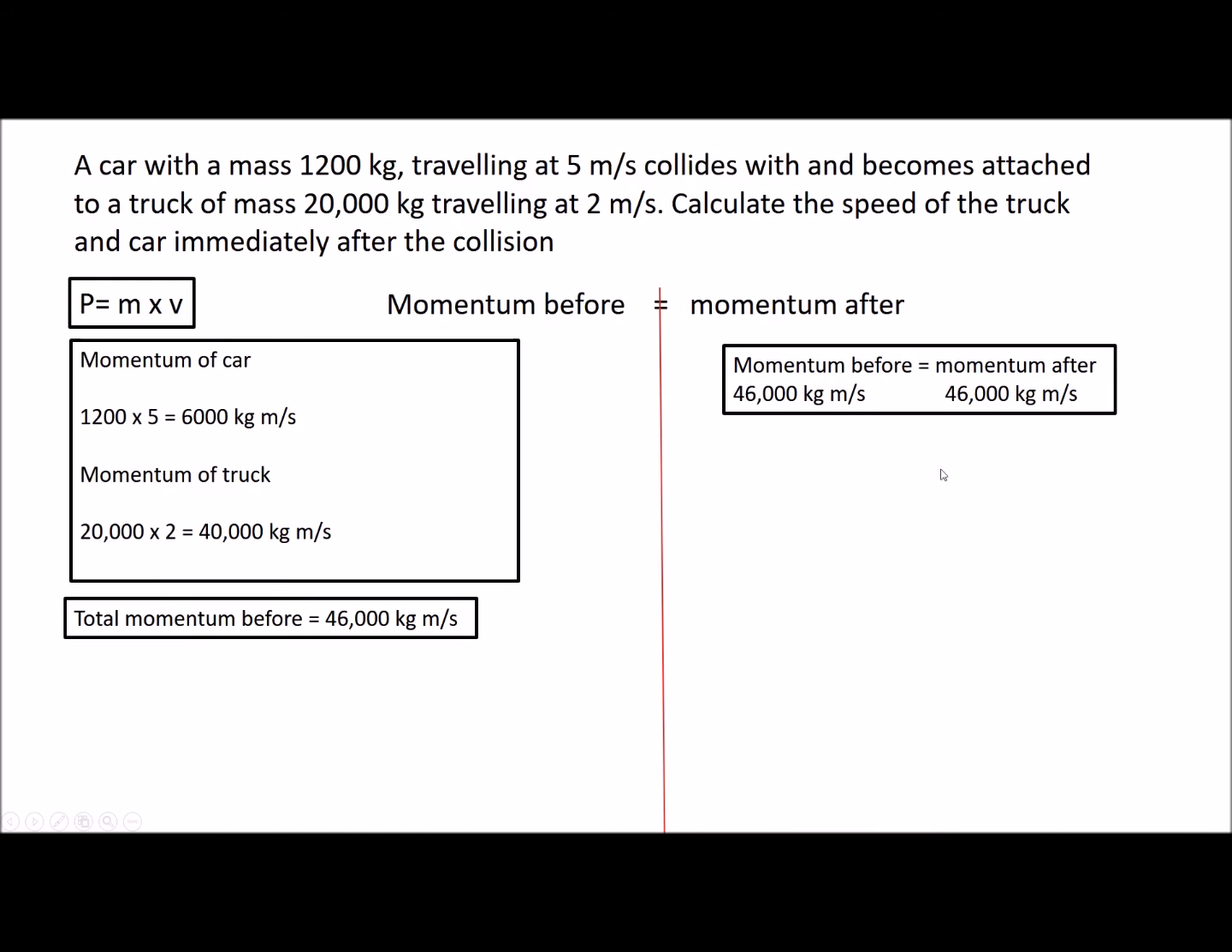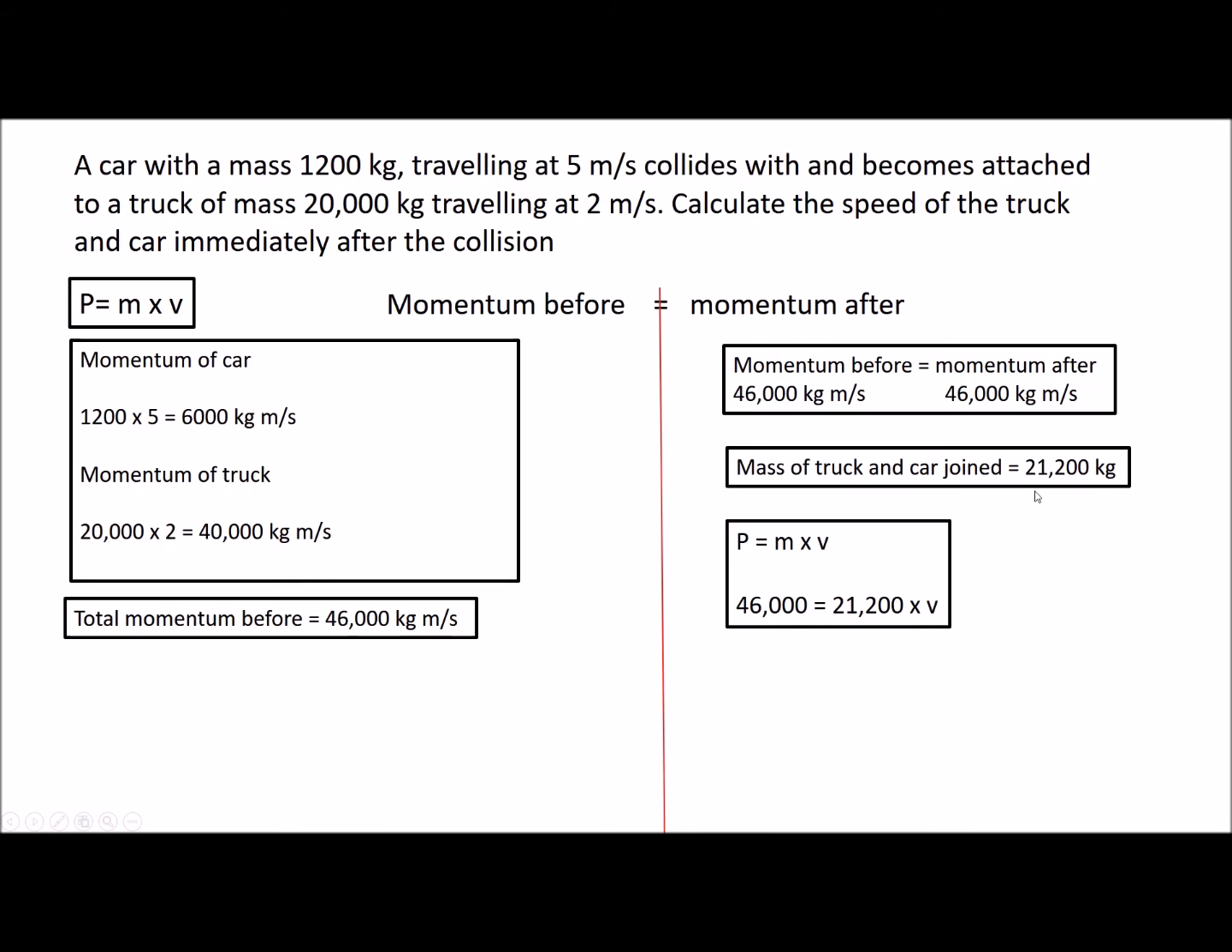We now need to work out the total mass of the joined car and truck. That's quite straightforward. We just add 1,200 kilograms to 20,000 kilograms, and that gives you 21,200 kilograms. We look at our equation again. We plug these numbers into the equation. 46,000 kilogram meters per second equals 21,200 kilograms times v. We rearrange to make velocity the subject, and we should get our final answer as 2.17 meters per second.